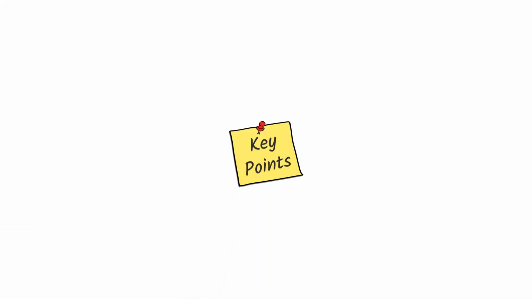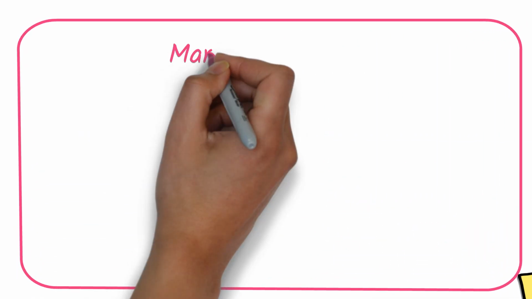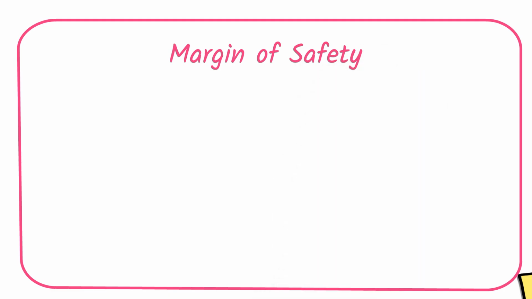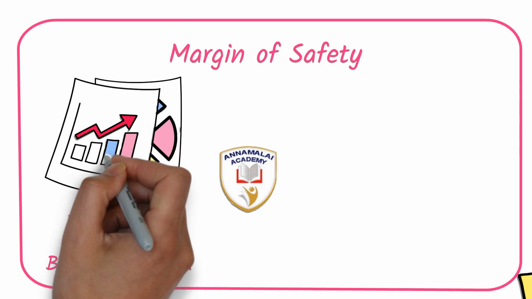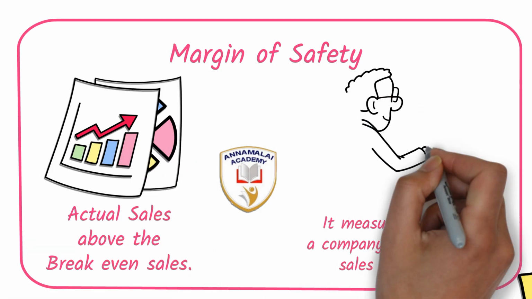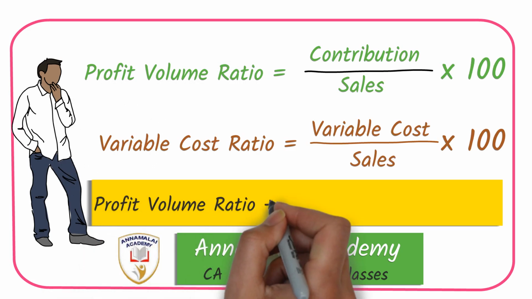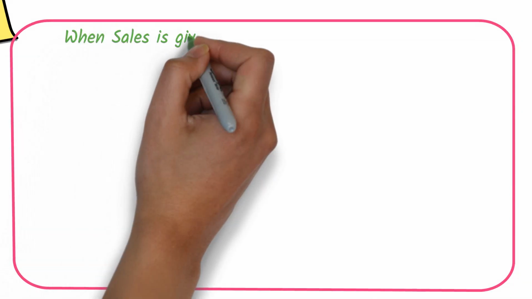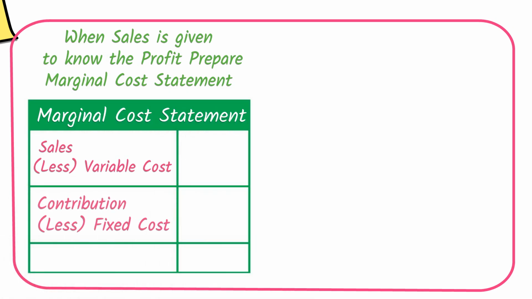Some key components of marginal costing. Margin of safety. It is the actual sales above the break-even sales. This is a tool that helps us to understand how far the company is safe with regard to sales performance. The two important ratios: profit volume ratio, that is contribution divided by sales into 100; variable cost ratio, variable cost divided by sales into 100. Adding these two ratios, you will get 100.